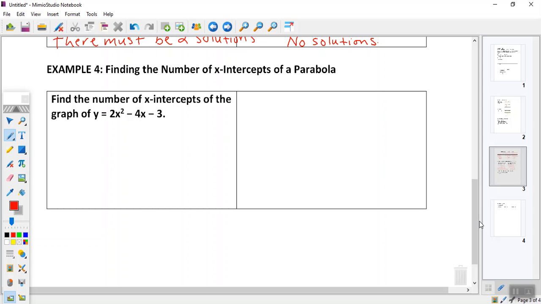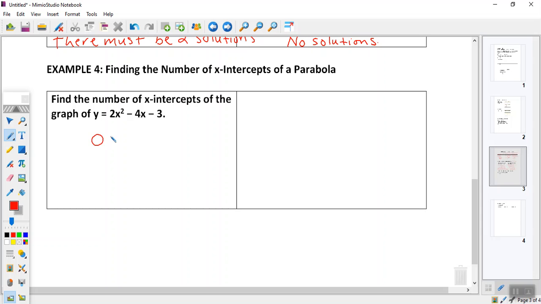This here says find the number of what, kids? Basically, the x-intercepts are like the solutions of an equation when it's equal to 0. So what you're really looking at is the discriminant for this. So find the number of x-intercepts of the graph of y equals 2x squared minus 4x minus 3. It's not telling you to find what they exactly are. They're just telling you to find how many, right, kids? Well, guys, what's the value of y at the x-intercept?